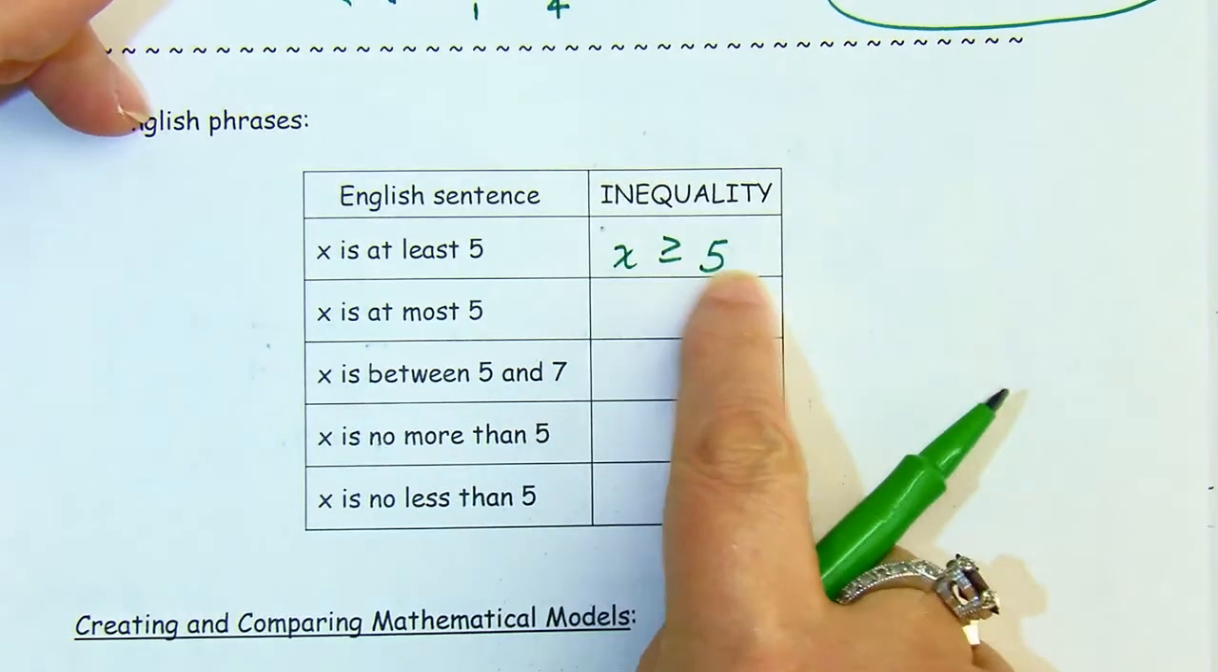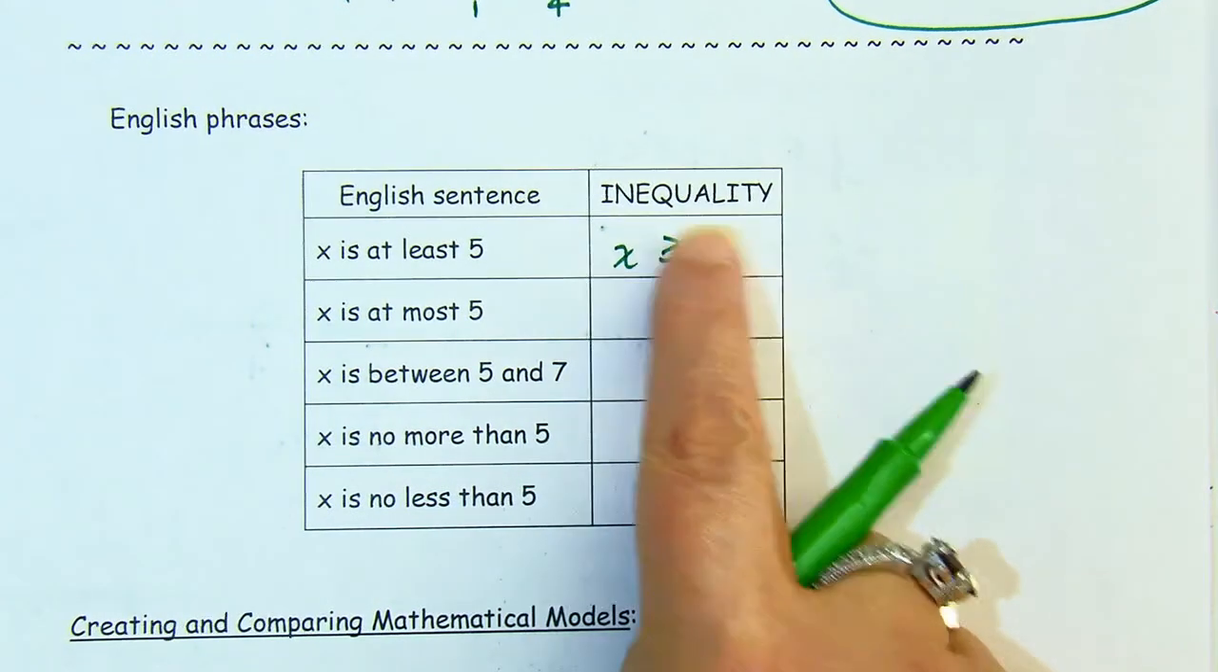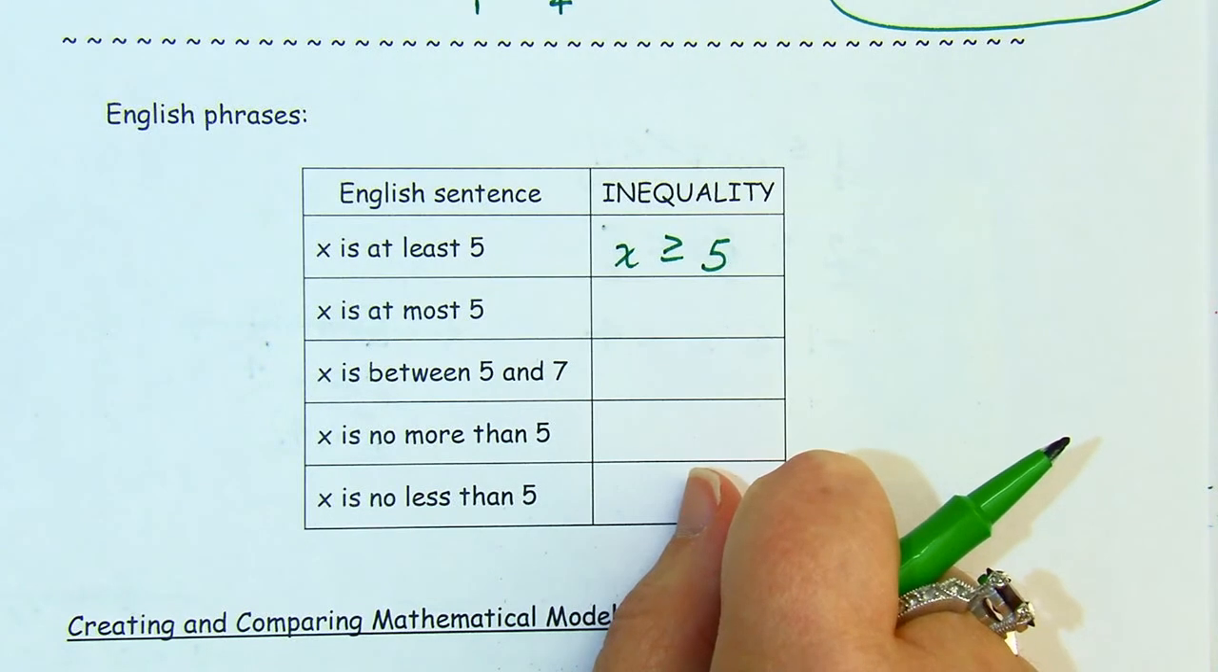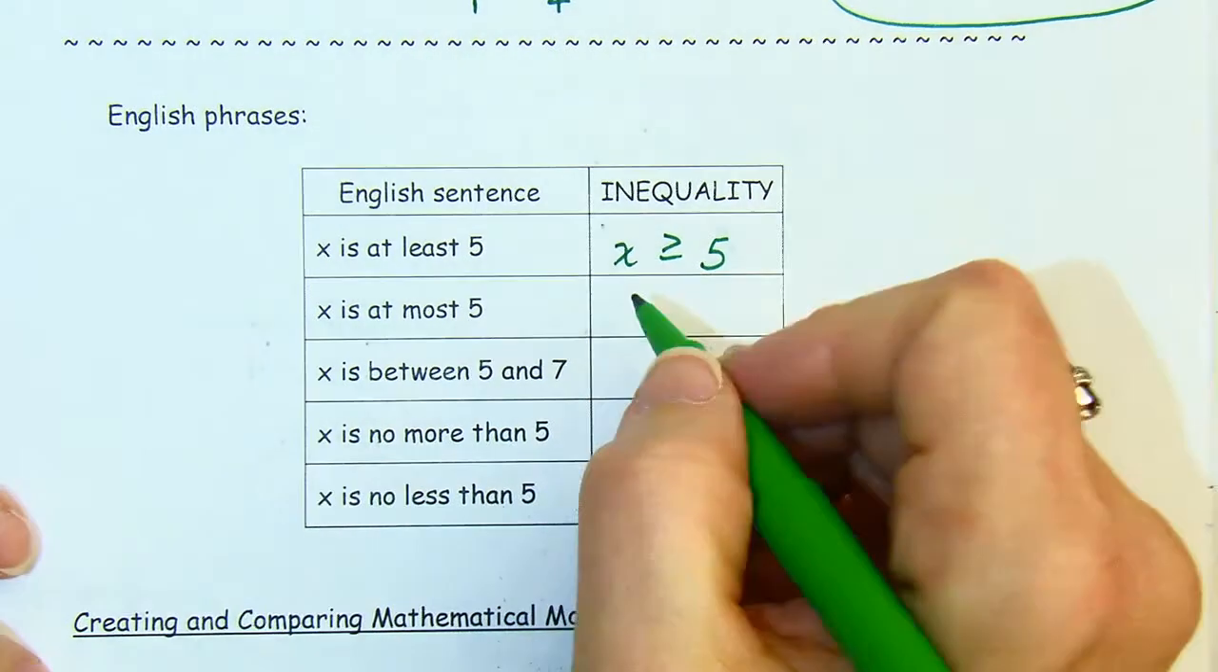Because I will take 5. I'll take more than 5, but I don't want to take anything less than it. So X is at least 5 is an X is greater than or equal to 5.